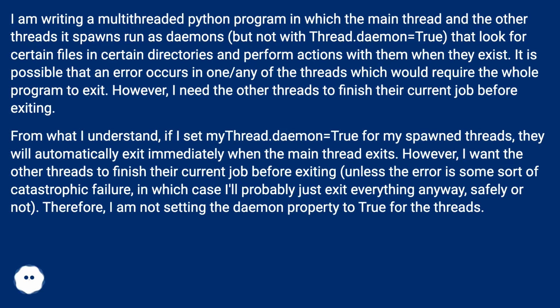From what I understand, if I set mythread.daemon equals true for my spawned threads, they will automatically exit immediately when the main thread exits. However, I want the other threads to finish their current job before exiting, unless the error is some sort of catastrophic failure, in which case I'll probably just exit everything anyway, safely or not. Therefore, I am not setting the daemon property to true for the threads.